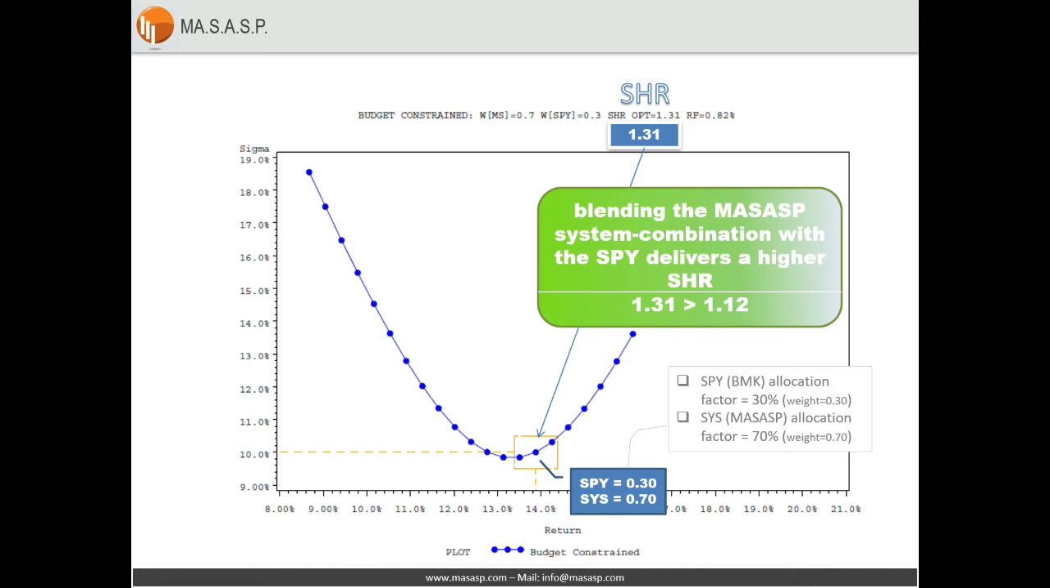We have stuck so far to the basic asset allocation assumption, also termed as budget-constrained asset allocation. The budget constraint requires that the sum of the allocation factors be equal 100% of our funds, meaning that we can't invest more than our funds.